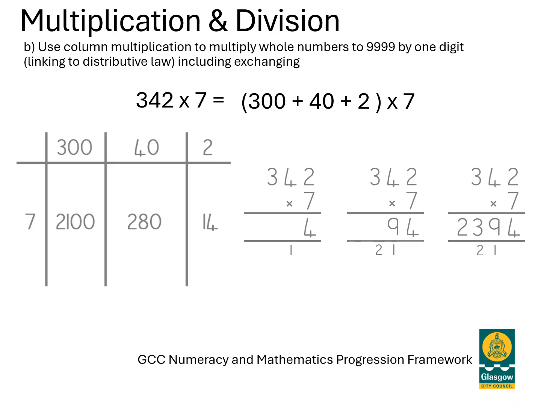2,394. So we want to make links with the distributive law to show them that that's what's happening in the column method as well. When we're doing that column algorithm, we are thinking 2 times 7 and 40 times 7 and 300 times 7. And it's just a short way of doing the adding up at the same time. Whereas with our grid method, we're having to do an addition calculation at the end.